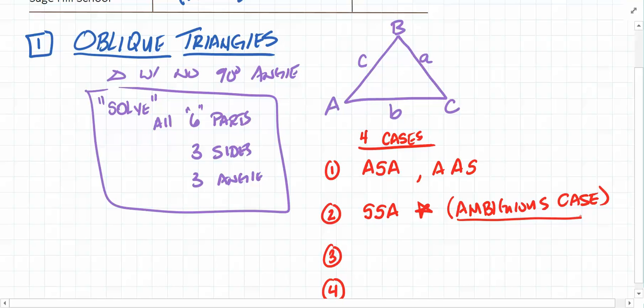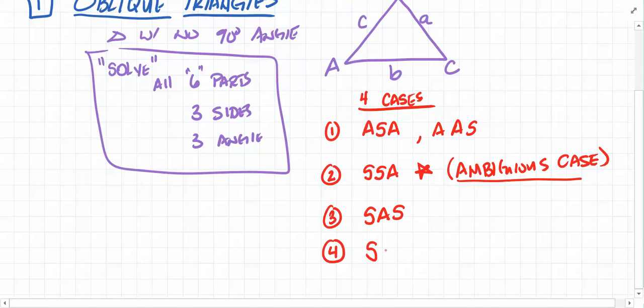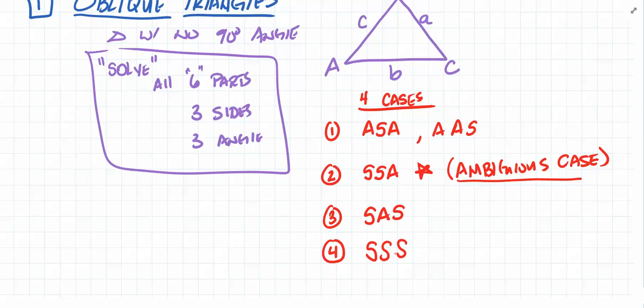Now, there are other cases. The other cases I could give you are side, angle, side, or I could give you side, side, side. All right? There's no angle, angle, angle. So this is how we solve these, okay?